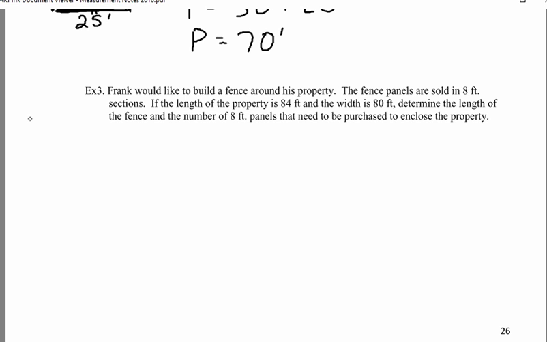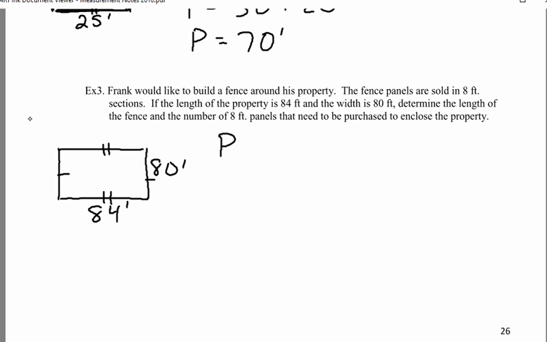All right, so hopefully you've finished it. Frank is building a fence around his property. Again, the length of the property is 84 feet. The width of the property is 80 feet. When we're talking direct length and width, we can assume it's a rectangle. Now it talks about these 8-foot pieces. The panels are going to go around, but before I know how many, I need to figure out the perimeter, and then the perimeter is going to be split into these 8-foot chunks. So it'll be perimeter divided by the 8-foot panels.